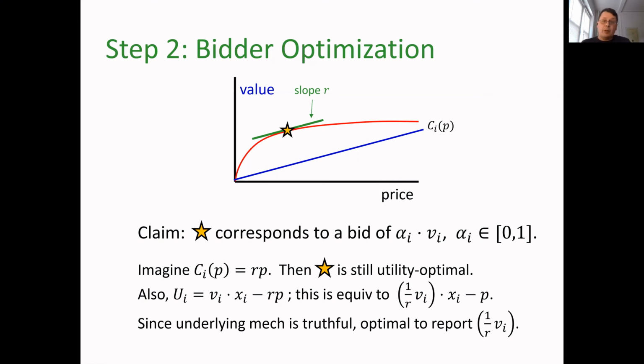Well, this is exactly what we were hoping for, right? So now what we're saying is that you can always generate this point on the red curve by declaring a report, which is just your value times this alpha, which is 1 divided by R, the slope of this point.